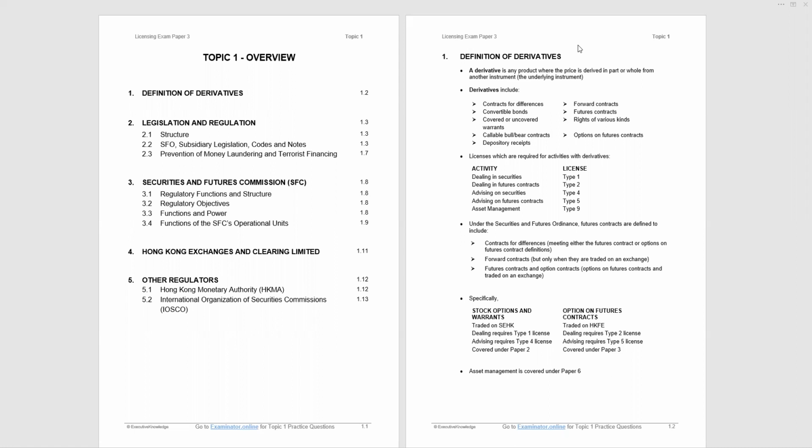Okay, what are we going to look at in topic 1? You can see by way of the overview, we'll consider the definition of derivatives. Then we'll look at the legislation and regulation. Specifically, we'll consider the Securities and Futures Commission, the main regulator for this paper. We'll also look at the Hong Kong Exchanges and Clearing Limited, which owns the Futures Exchange. And then we'll consider briefly other regulators.